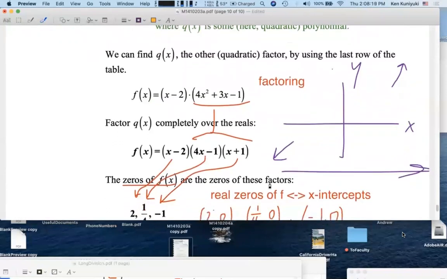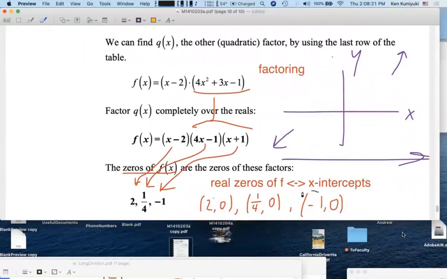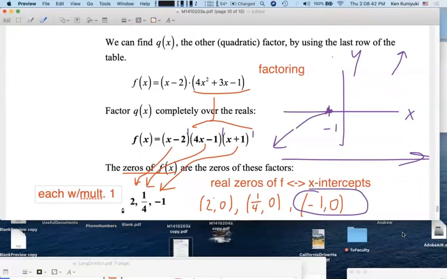Now, the first x-intercept we run into is this fellow, negative 1, 0. Graph comes up. We hit this point. And because all the exponents here are 1s, the multiplicities are all 1s, each with multiplicity 1, which means that the graph does what at each of these x-intercepts? 1 is odd, so that means the graph cuts like a snake at each of these x-intercepts.